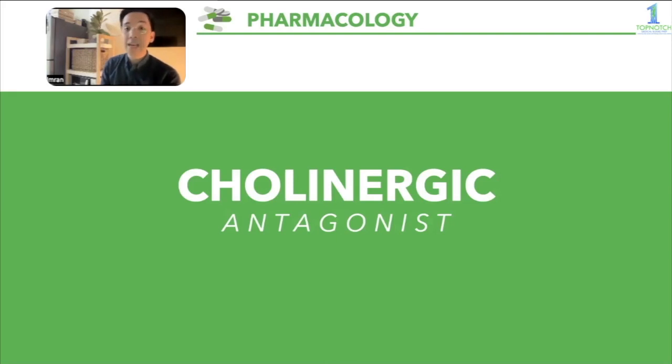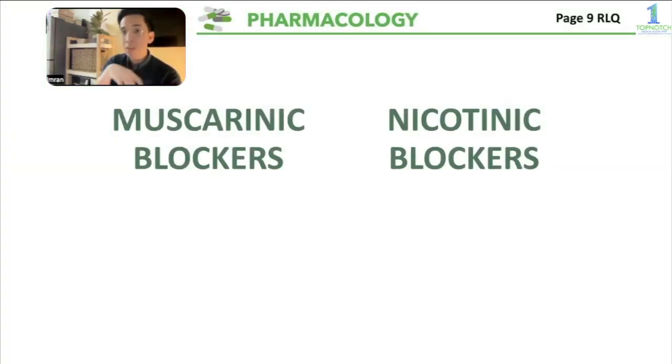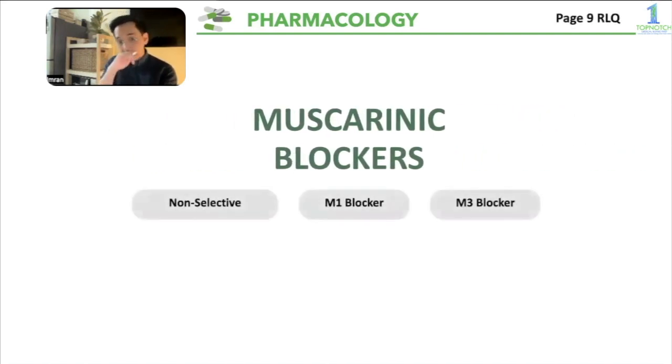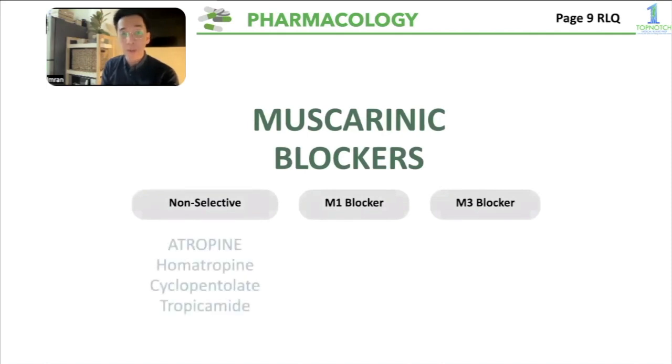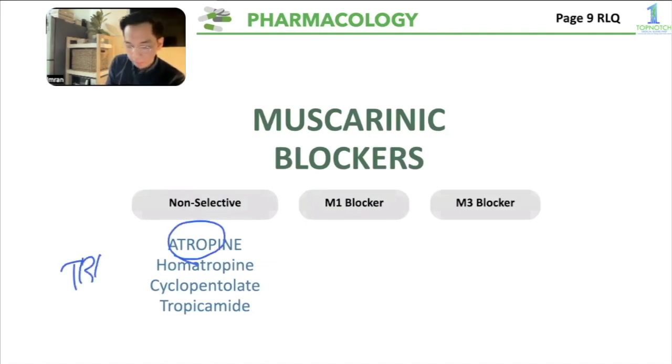Punta naman tayo sa blockers, no? Your cholinergic antagonist, no? Basically, syempre kung kanina ini-stimulate mo yung muscarinic and nicotinic, ngayon i-block naman natin sila. Punta tayo sa mga muscarinic blockers first. Non-selective muscarinic blockers include atropine, no? Atropine ang pinakakilala diyan. And tandaan niyo yung mga muscarinic blockers natin, most of them will have trop in their name. Okay? It will have trop in their name.